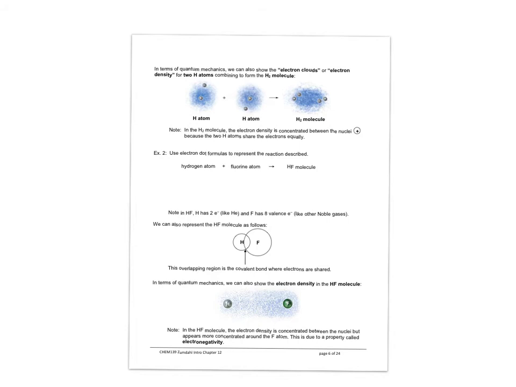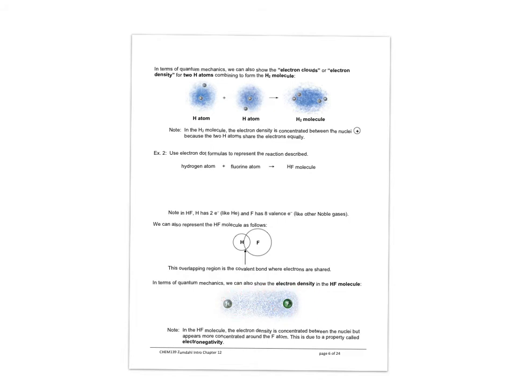Now here's again some more drawings of what happens to valence shell electrons. This is a written description as to why atoms form these bonds to be more like noble gases, to have 8 electrons in their outer shell. In the case of hydrogen 2, these are electron density clouds.